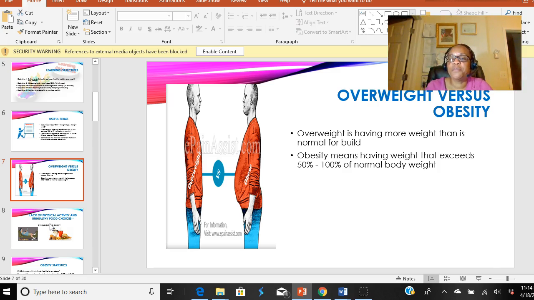Overweight versus obesity, because we have to know the difference. So overweight is having more weight than is normal for build, while obesity means having weight that exceeds 50% to 100% of normal body weight. Wow.